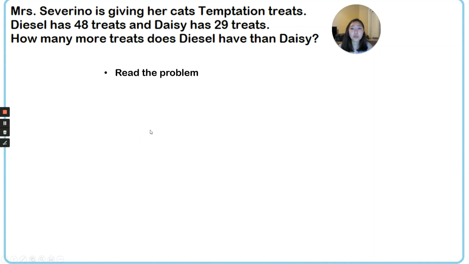Miss Severino is giving her cats Temptation treats. Diesel has 48 treats and Daisy has 29 treats. How many more treats does Diesel have than Daisy? You're going to pause right now and read it. So you'll see me going right to my pause button and pause it. All right, I hope you read it, and then we're going to go right in.